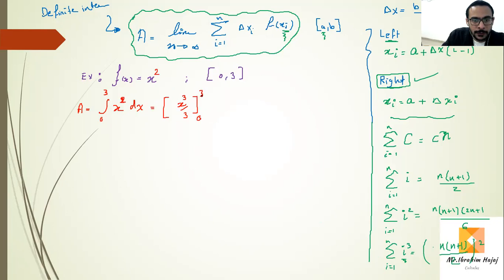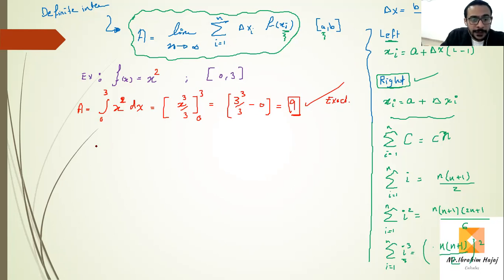From 0 to 3. And now, we put 3 to the power of 3 over 3, and then minus 0, because 0 cubed is also 0. 27 over 3, which is 9. So now we have a whole number. This is my exact answer.